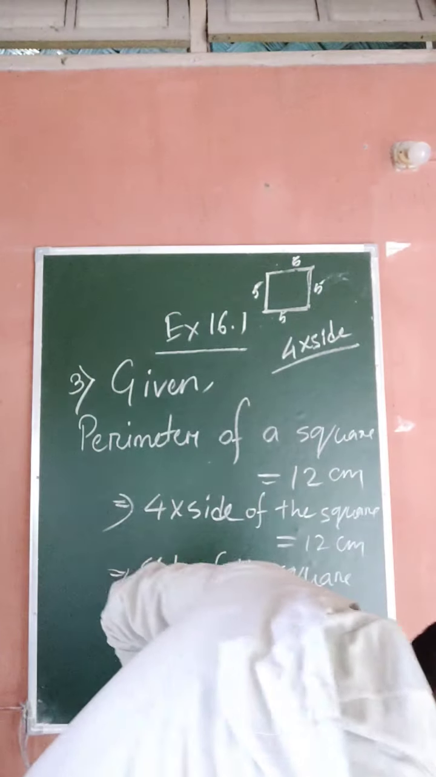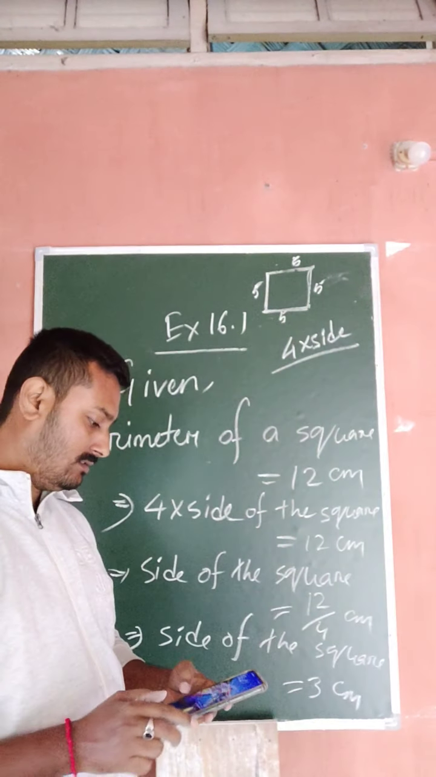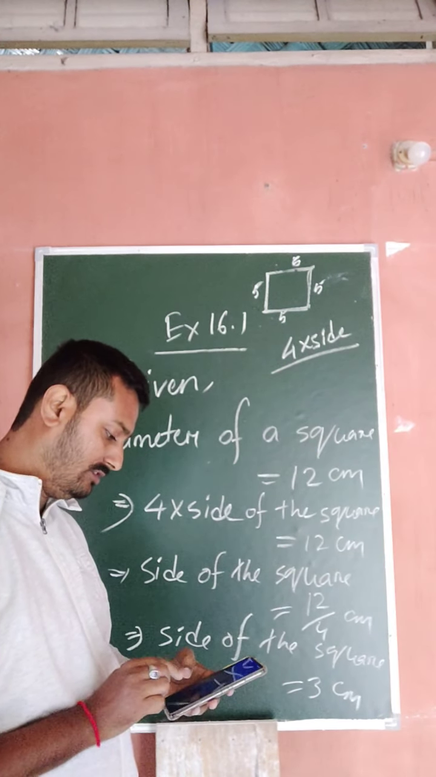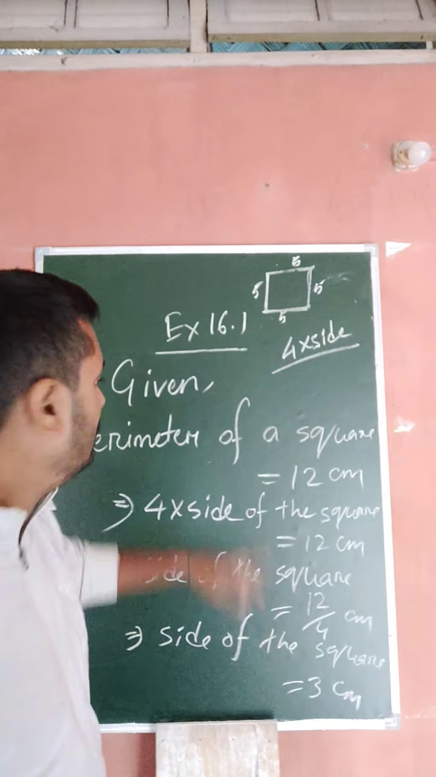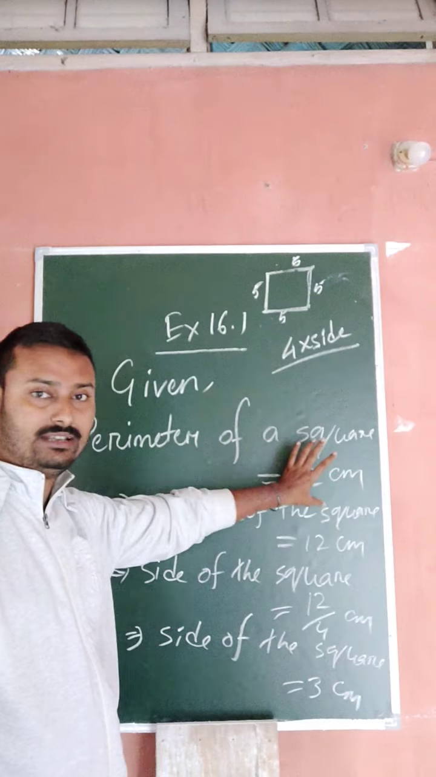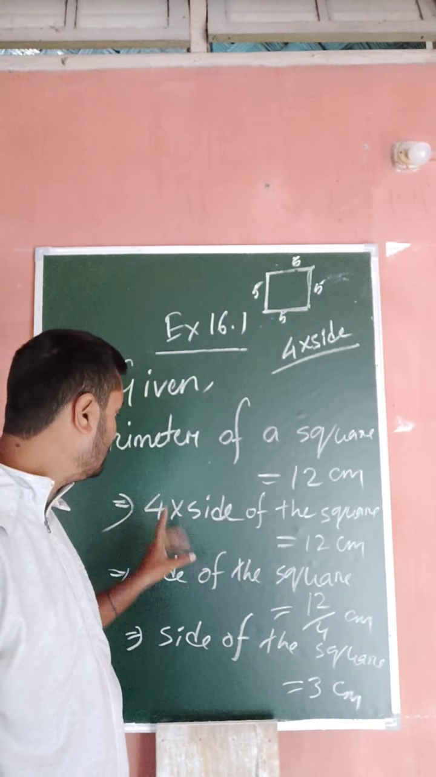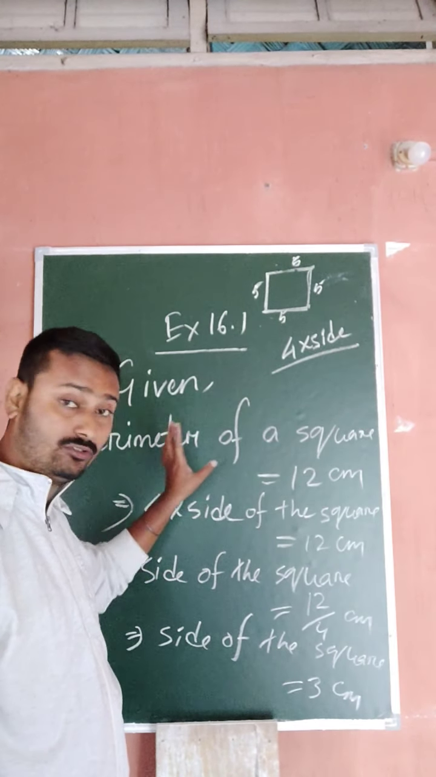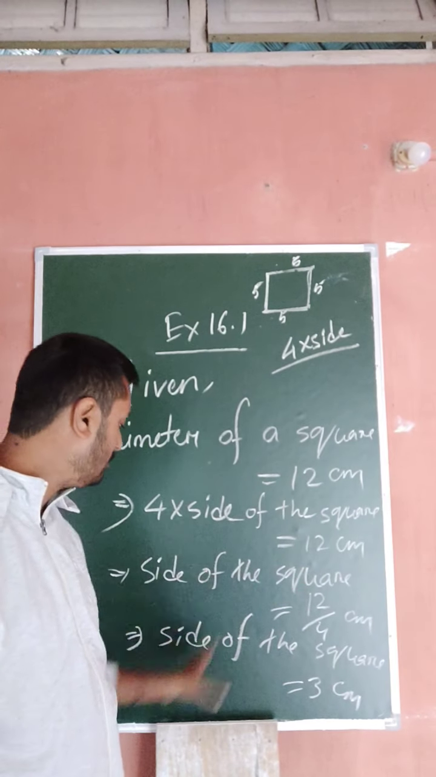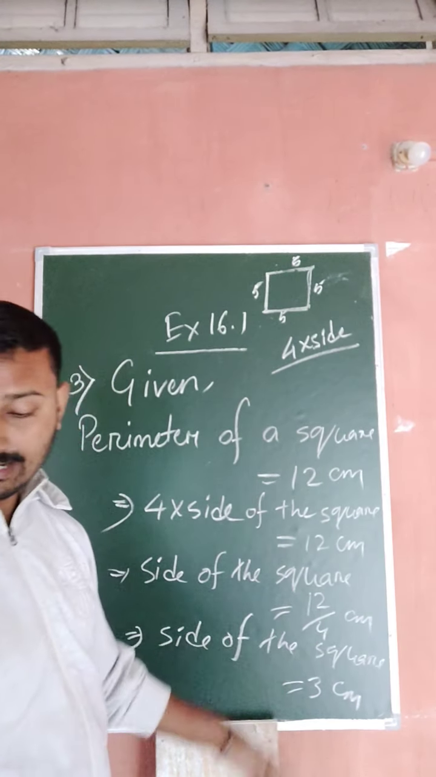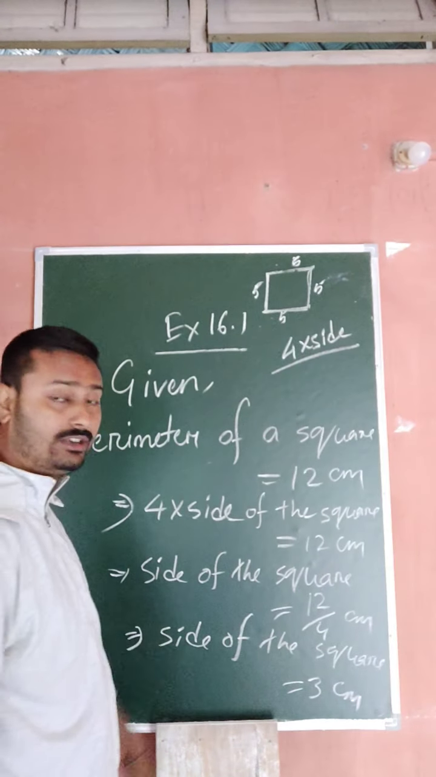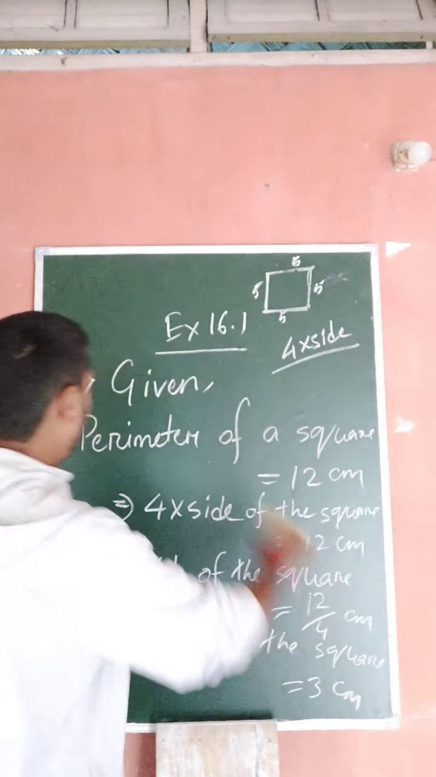Okay, so perimeter of the square is given to us, which is 12 cm. So we are now finding the side by using the formula of perimeter. So perimeter of the square is 12 cm is given to us, and perimeter of the square is just 4 into side of the square. So 12. So from this you'll find that side of the square is 3 cm. Now side is 3 cm, so 3 into 3, the area will be 9 cm².